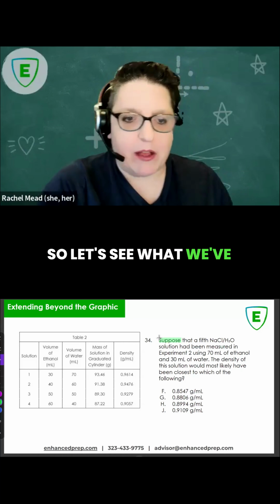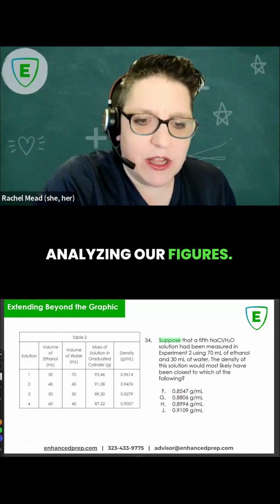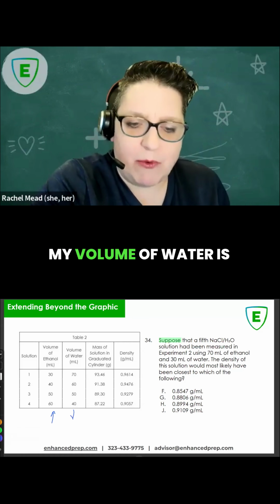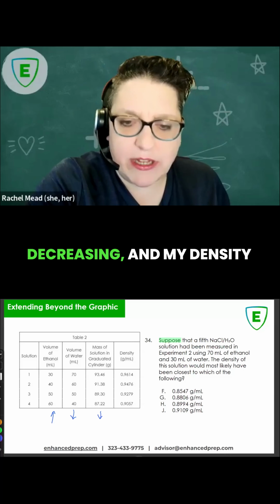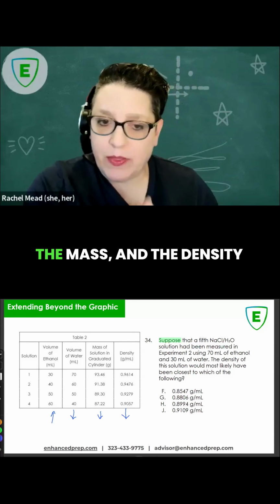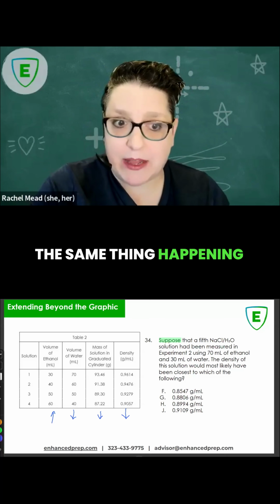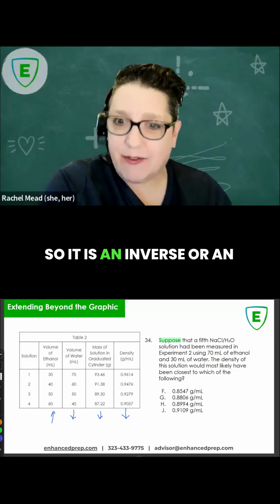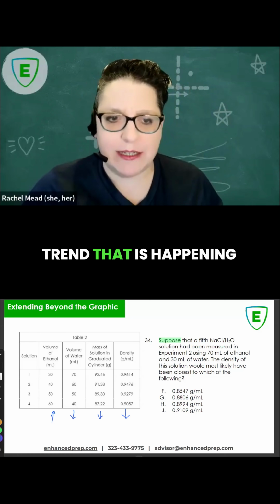So let's see what we've got going on here. All right, we know we always start by analyzing our figures. So I can see my volume of ethanol is increasing, my volume of water is decreasing, my mass in the graduated cylinder is decreasing, and my density is decreasing. So the volume of water, the mass, and the density are all direct relationships, the same thing happening at the same time. That volume of ethanol is our outlier. So it is an inverse or an indirect relationship, but I can clearly see the trend that is happening here.